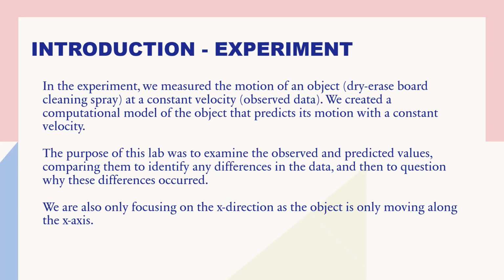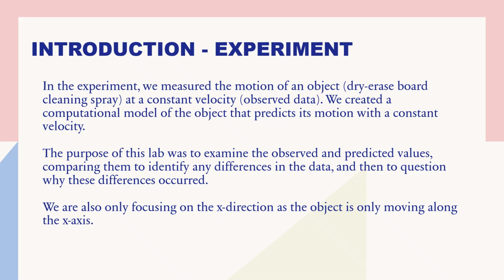In this experiment, we measured the motion of an object. We used a dry erase board cleaning spray at a constant velocity and observed this data. We put our video into Tracker and used those observed points to create a chart. We also created a computational model of the object, which predicts its motion with a constant velocity. The purpose of this lab was to examine the observed and predicted values, comparing them to identify any differences in the data, and then to question maybe why these differences occurred.